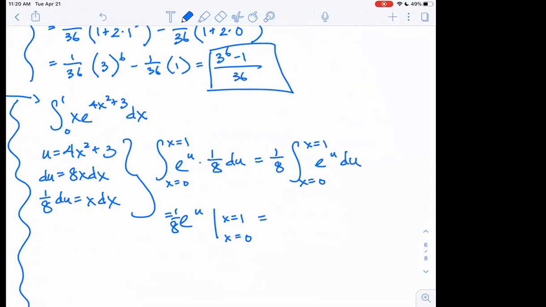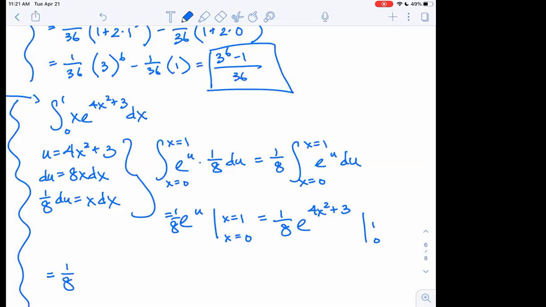Now, before I can plug in my bounds, though, everywhere I see the u, I need to put 4x squared plus 3. So 1/8 e to the 4x squared plus 3. Now, I don't have to write the x anymore. I can just put 1 and 0. All right, so I'm going to go ahead and plug in my first bound.